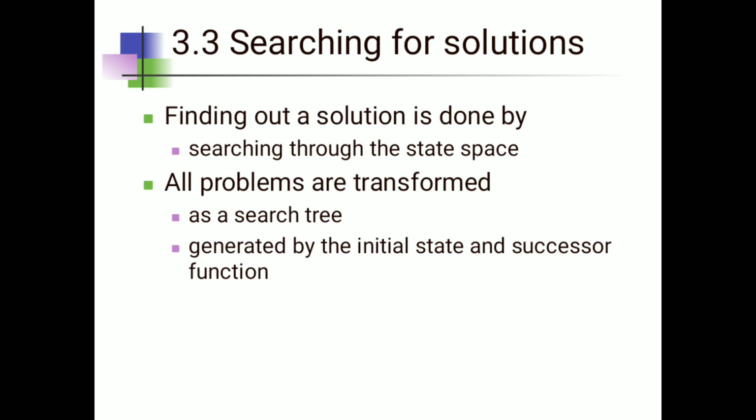Next we'll see searching for solutions, how to search for particular solutions. Finding a solution is done by searching through the state space. We have a number of states, and we search through all the possible states. All problems are transformed into a search tree generated by the initial state and the successor function. So we represent the problem in the form of a tree, then apply searching techniques on that problem and reach the solution.